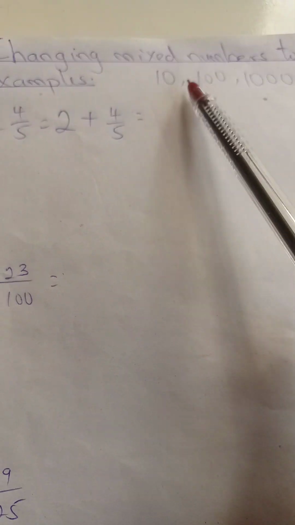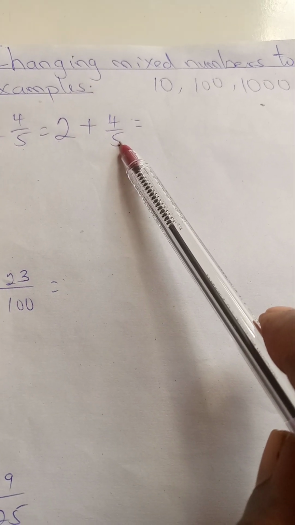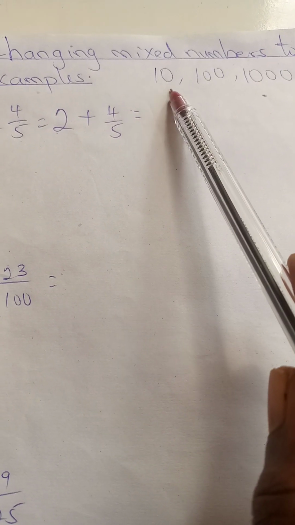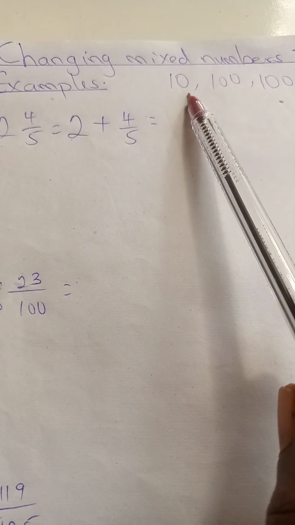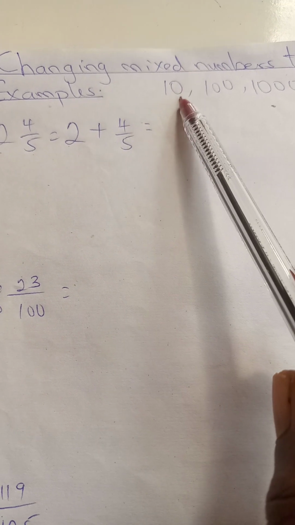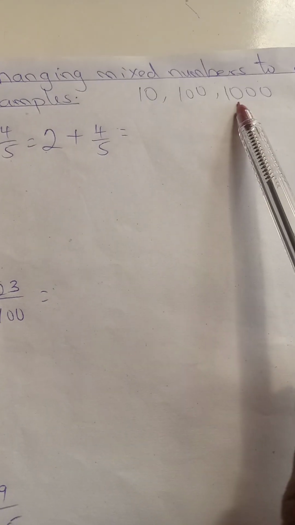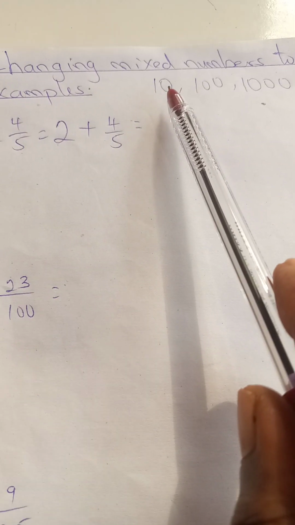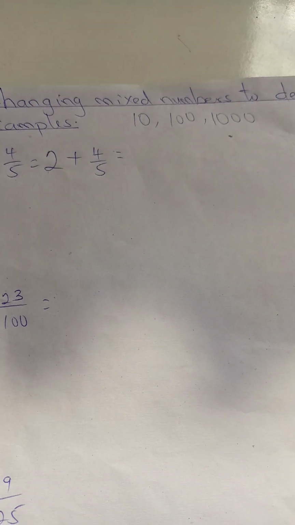So if you're able to divide 10 by the denominator and it's not remaining, that means you pick 10. When you are dividing, you start with the smallest. If you can divide through 10, it's not remaining, you can pick 10. But if it's remaining, go to the next number. But you make sure that your denominators are in either 10, 100 or 1000.